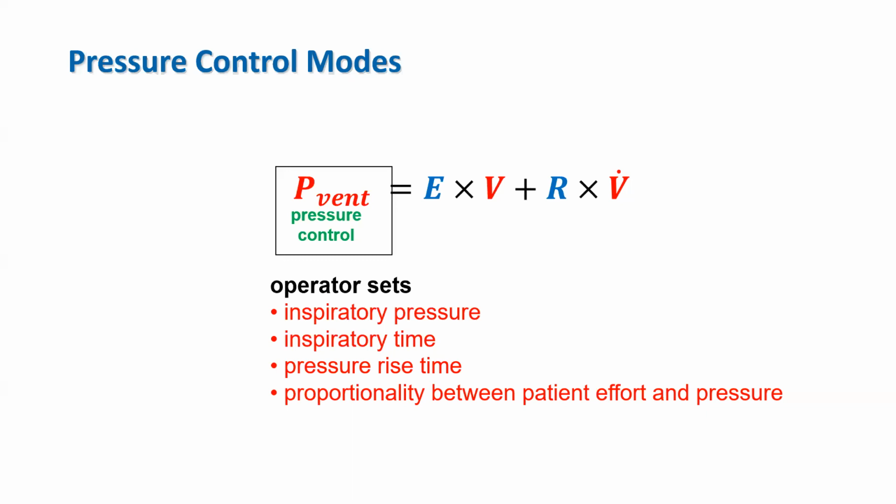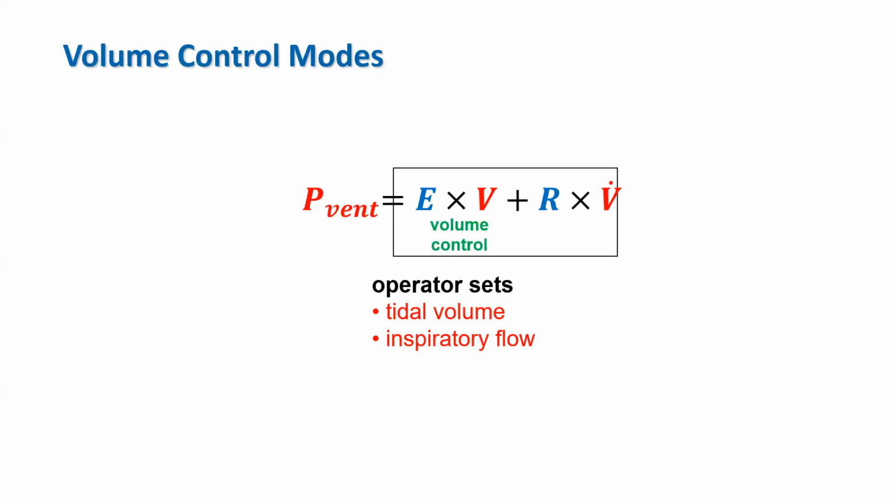Pressure control modes allow the operator to preset inspiratory pressure to a constant value, or perhaps to make it proportional to the patient's inspiratory effort, like in modes such as NAVA and PAV. Now again, using the equation of motion, volume control means that the operator presets both the tidal volume and the inspiratory flow. If you can only set one of these things, it's not volume control, despite what ventilator manufacturers tell you. It's a form of pressure control.